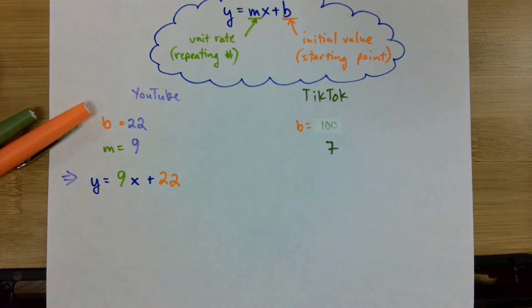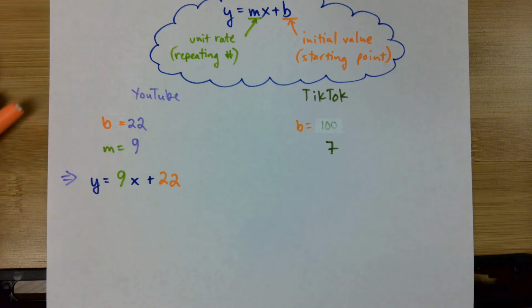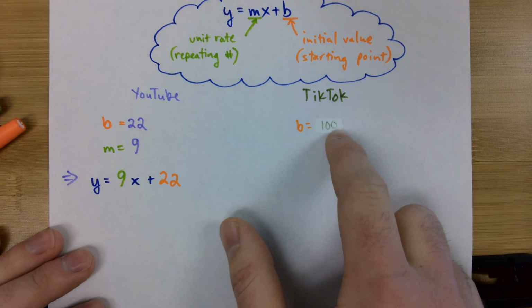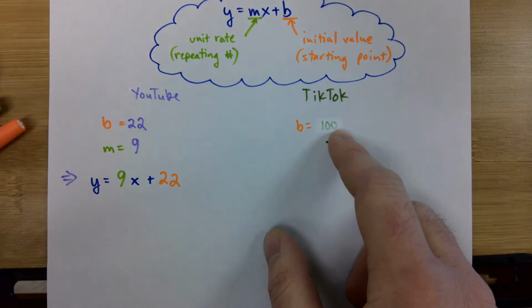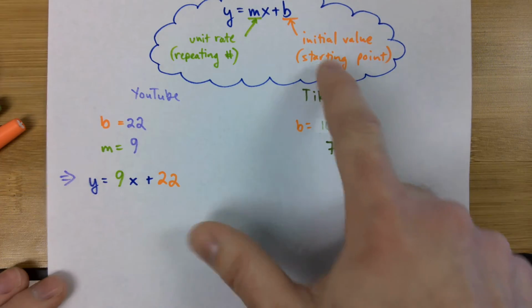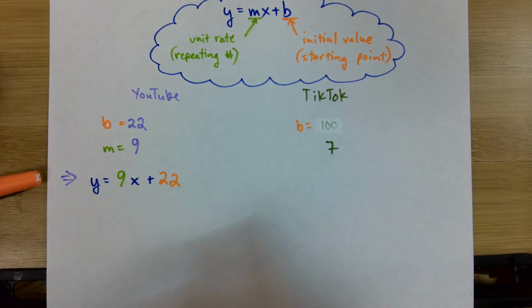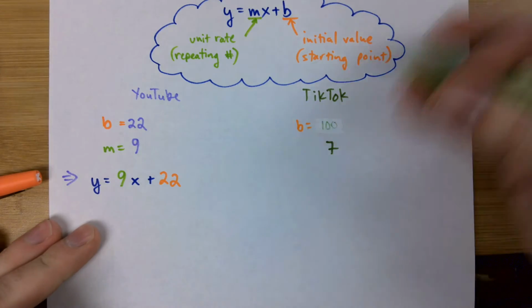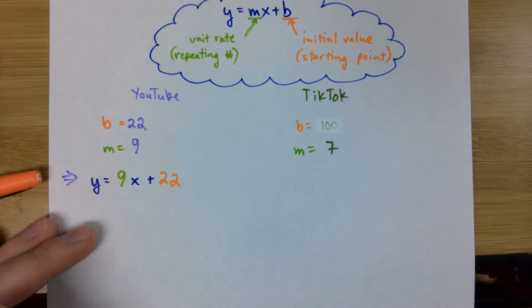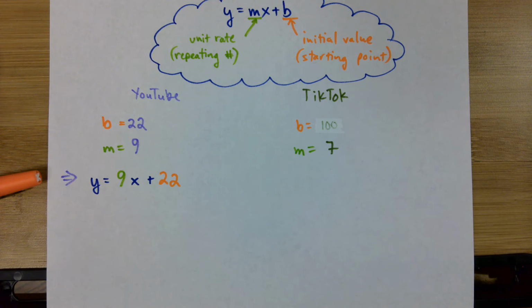Beautiful. Exactly right. Now, luckily for us, even though I'm posting these videos on different platforms, it's the same idea, right? That's how we're able to compare these two contexts. The amount of views you get in the first hour, that's your starting point. And then 7 views per hour after that, that's our repeating number. Every hour that passes, I'm getting 7 more views on that video.